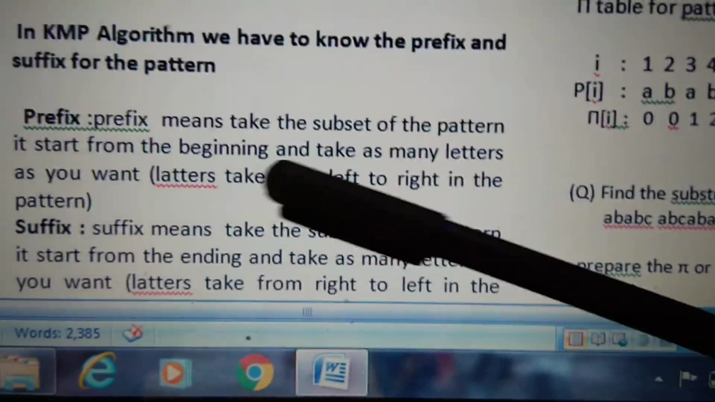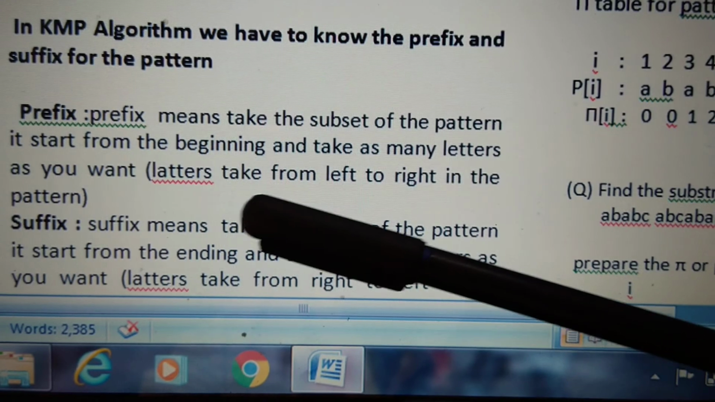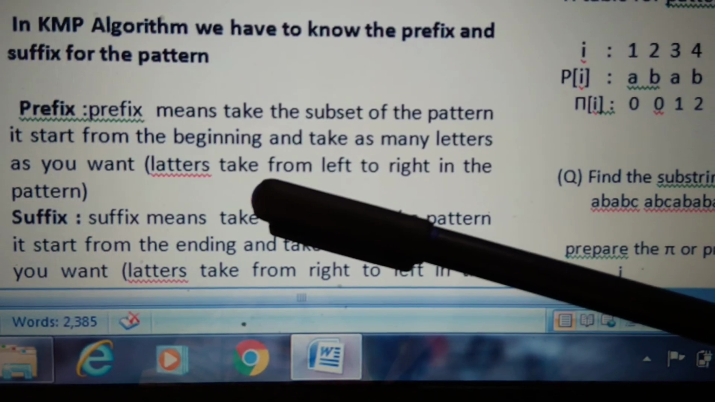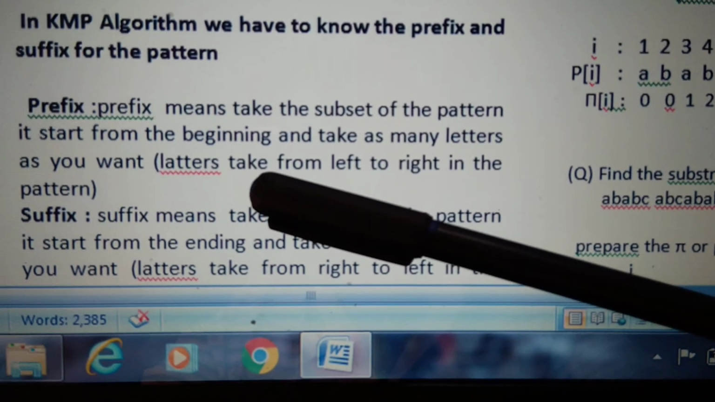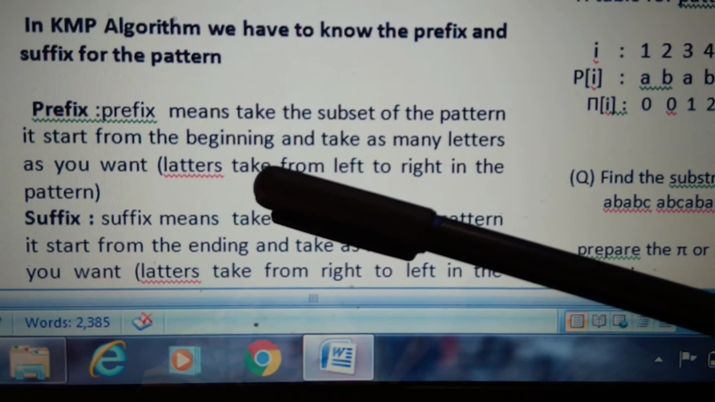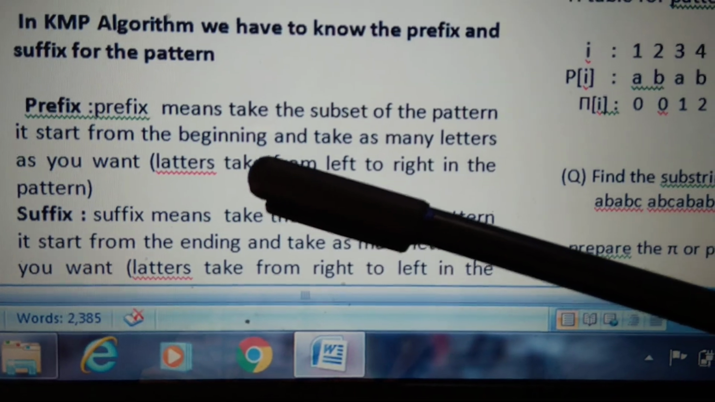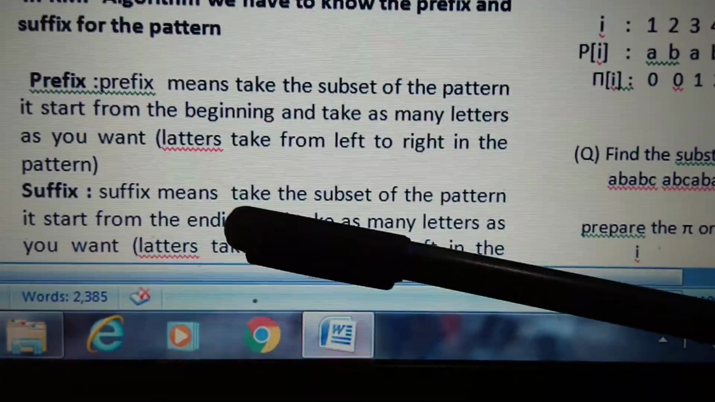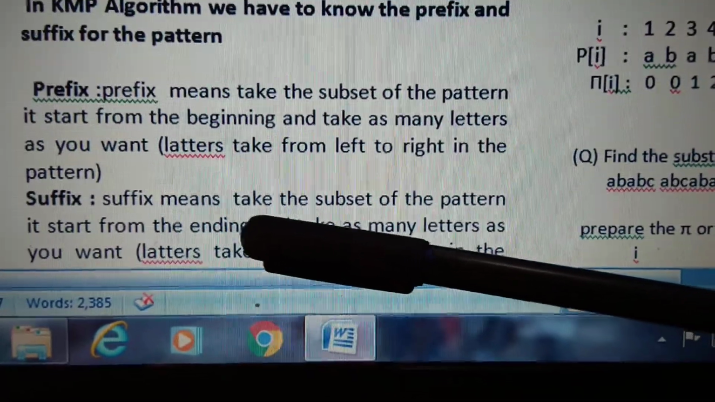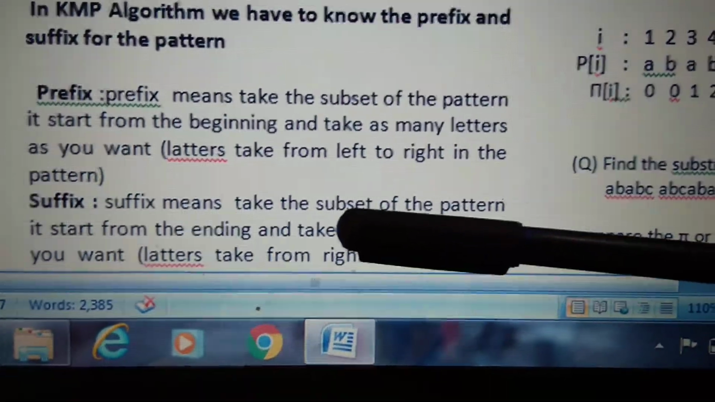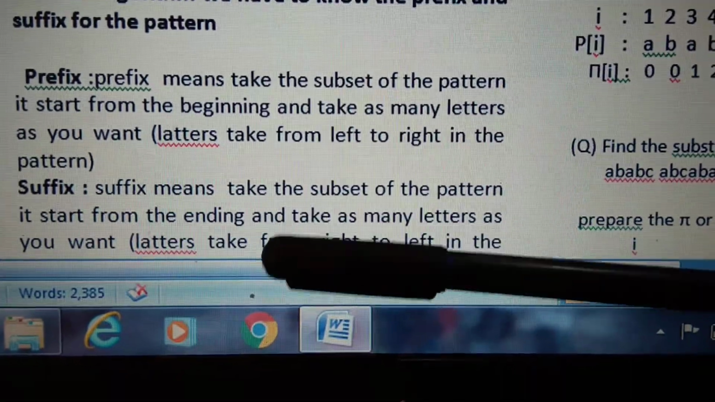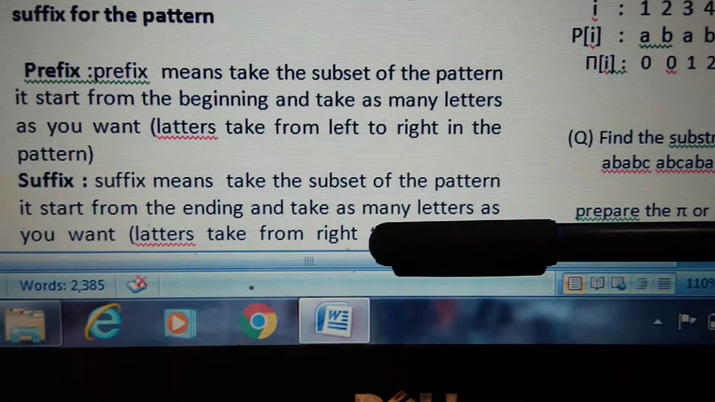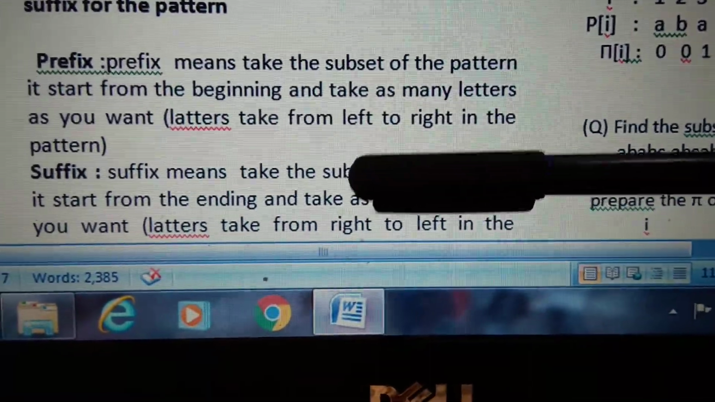It starts from the beginning and you take as many letters as you want. So for the given pattern, we write the prefix values starting from the beginning of the pattern, and we take as many letters as we can consider from left to right. Similarly, we have to find what is suffix. Suffix is also a subset of the pattern. It is taken from the ending, and you can take as many letters as you want.